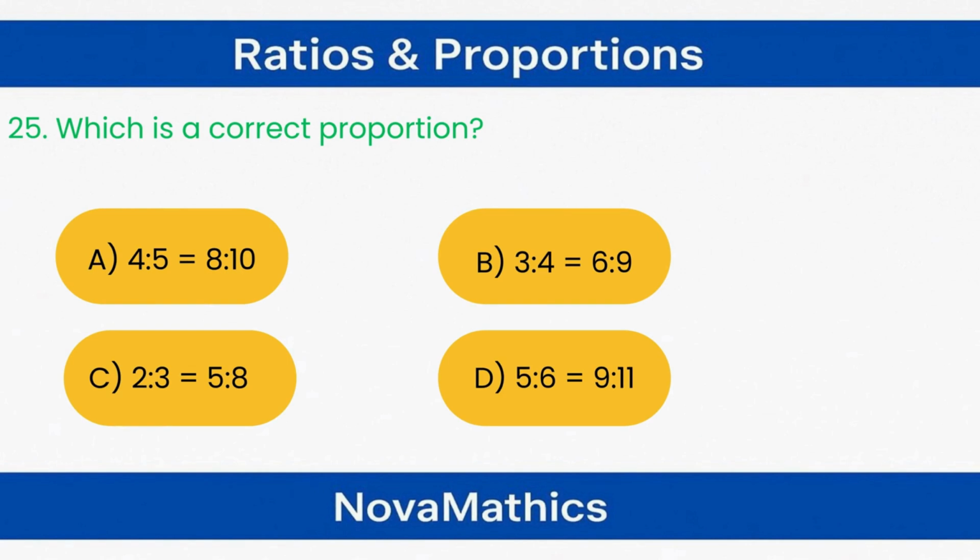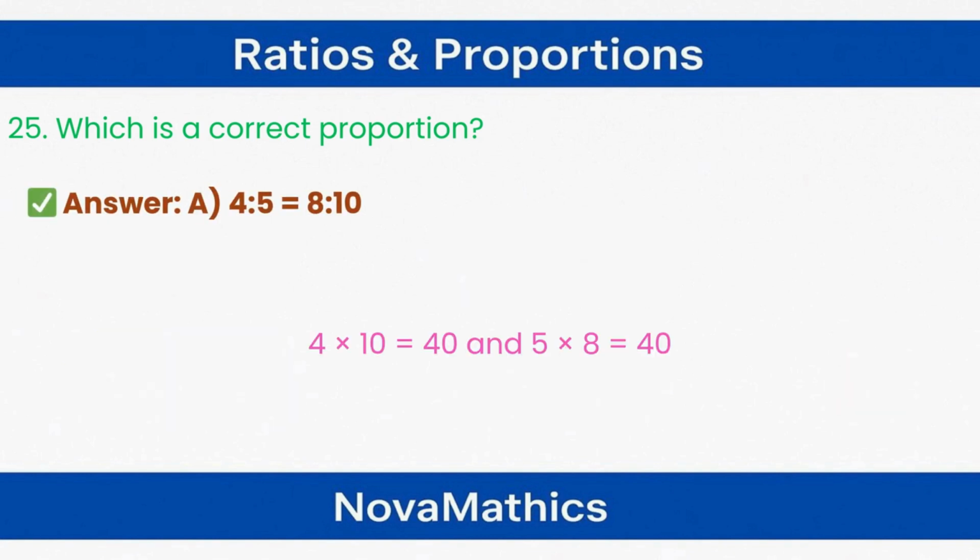25. Which is a correct proportion? Correct answer is A. 4 times 10 and 5 times 8 both equal 40. This proportion is correct.